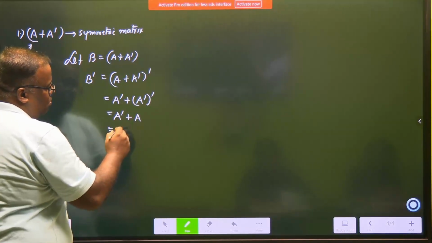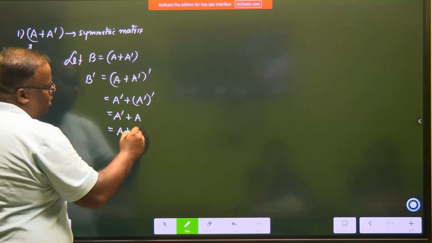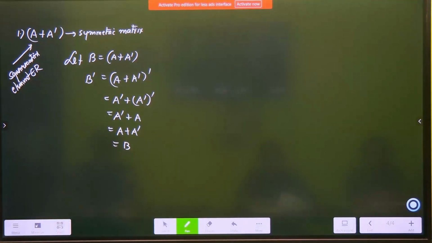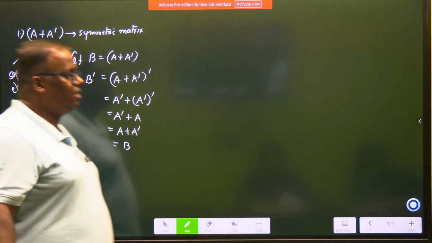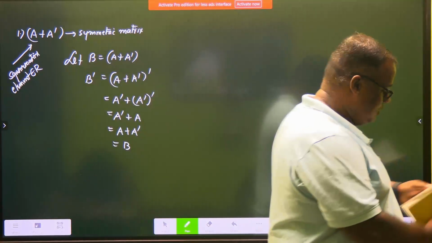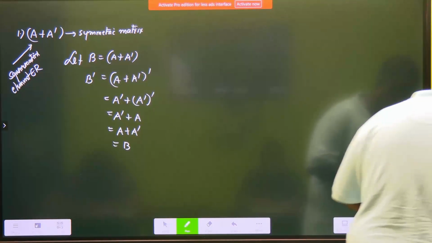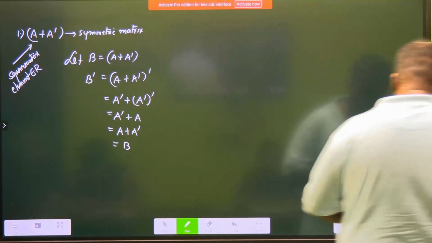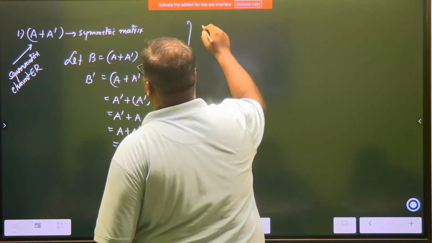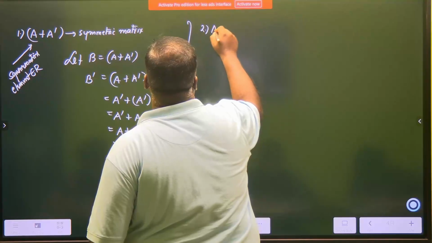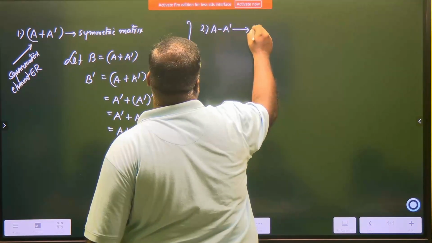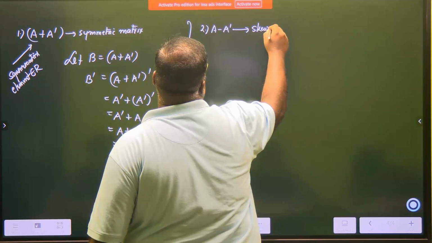Now, is matrix addition always commutative? Was this not your B? So you have proved that A plus A complement is a symmetric matrix. Similarly, we will prove the other finding. The other finding was that if A is a square matrix, A minus A complement will always give me a skew symmetric matrix.